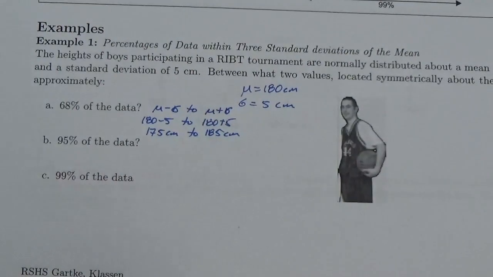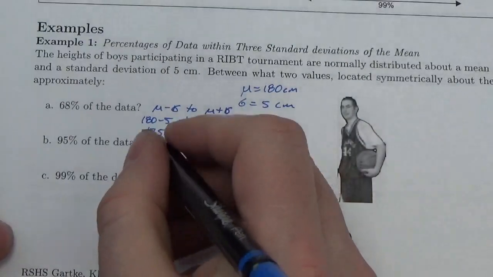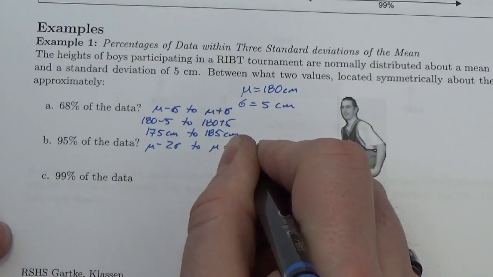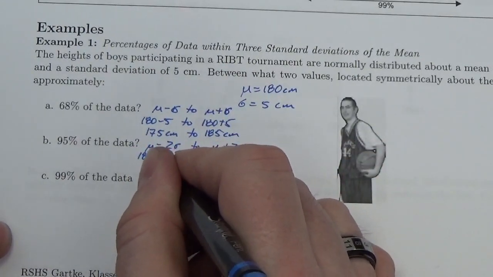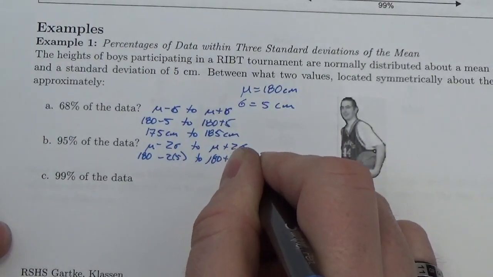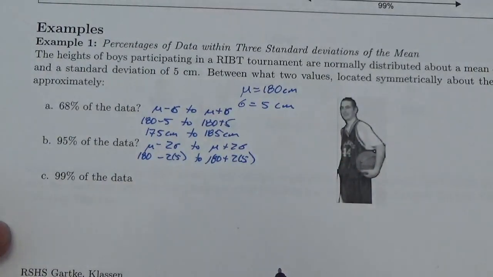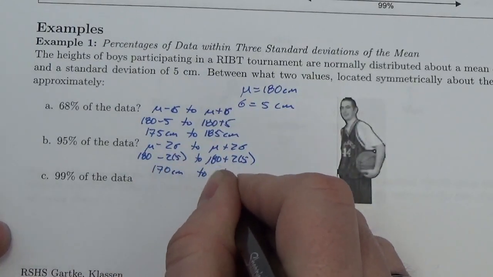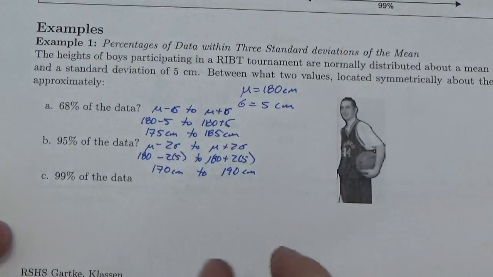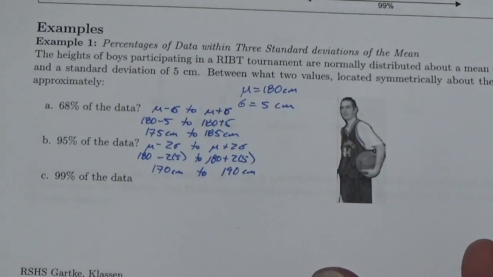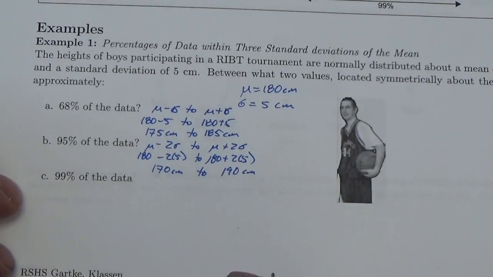Well, what if I wanted to make a prediction and I wanted to be like 95% sure that I've got everybody? Well, that would mean going 2 standard deviations below the mean to 2 standard deviations above the mean. So that's going to be 180 minus 2 times 5 to 180 plus 2 times 5. Now that's easy to do because the math is pretty straightforward here. So that's going to be 170 centimeters to 190 centimeters. So I'm 95% sure, okay, that if I grab a participant in this tournament at random, they're going to show up somewhere between those two heights.